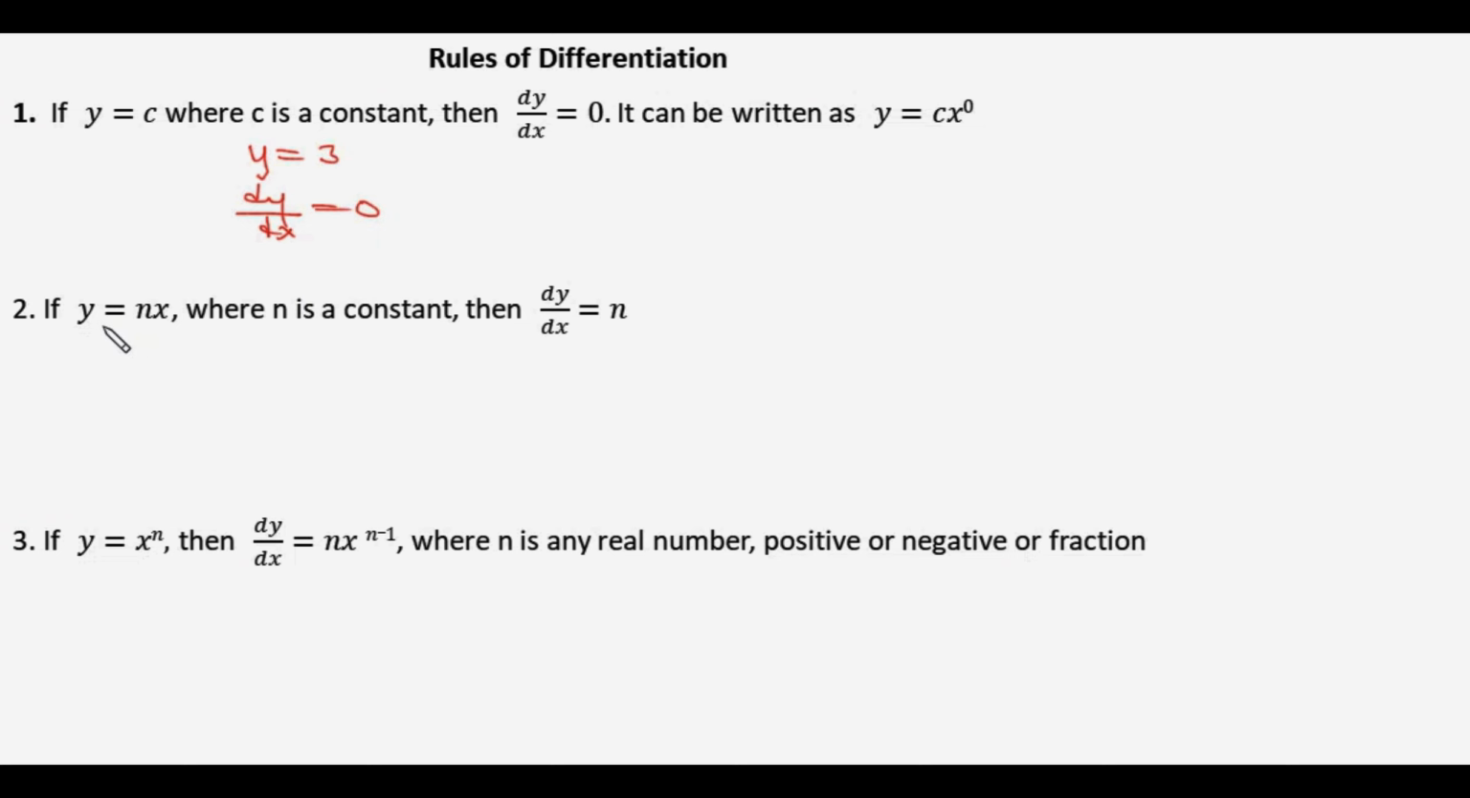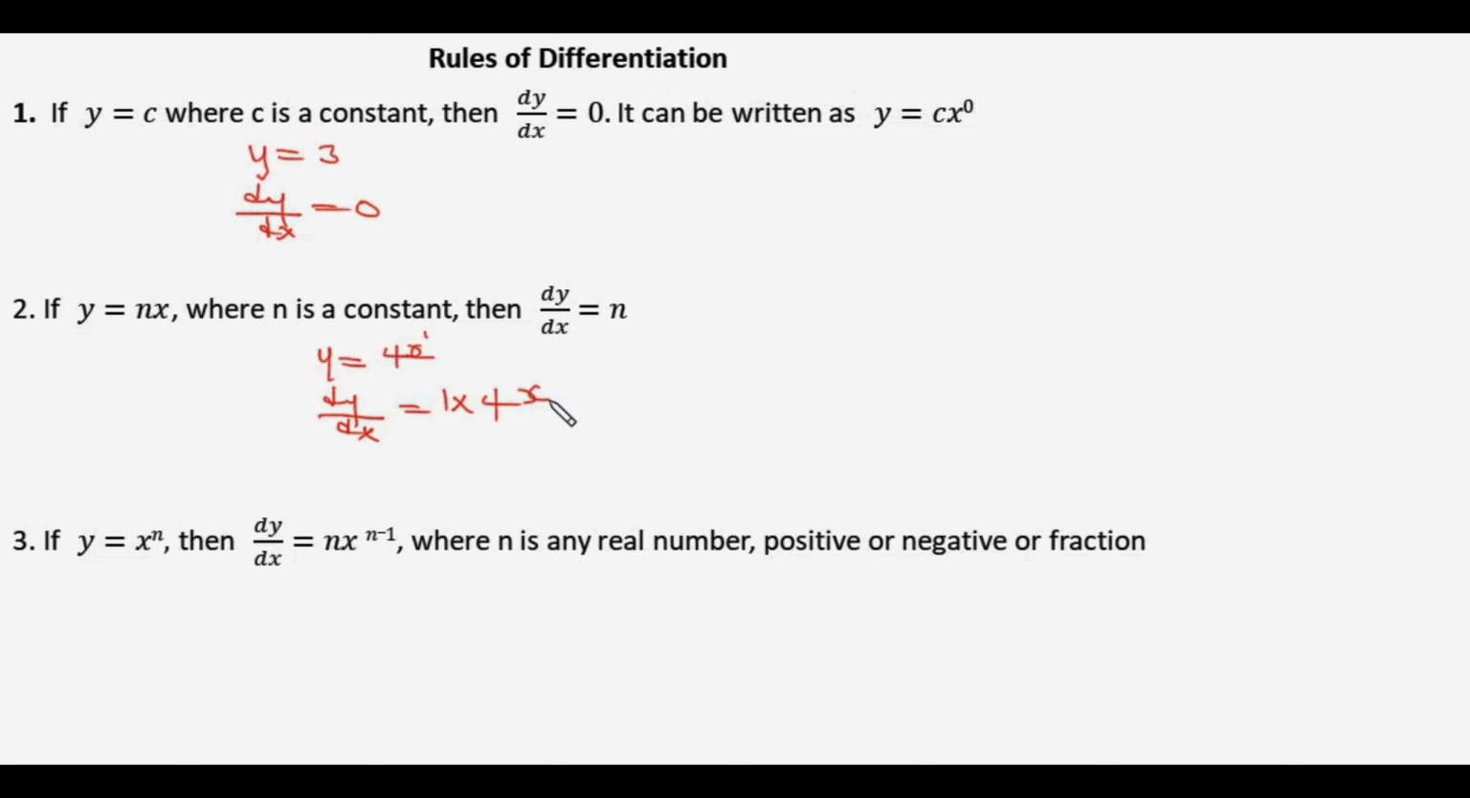The second rule says if y equals nx, where n is a constant, then dy/dx is equal to n. So let's illustrate this. n is a constant. Let's say y equals 4x. If we differentiate y with respect to x, this becomes dy/dx. Here, the power of x is 1. It's not written there, but we take it as 1. 1 times 4 is 4.